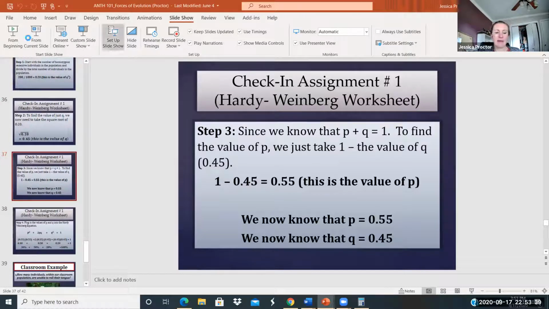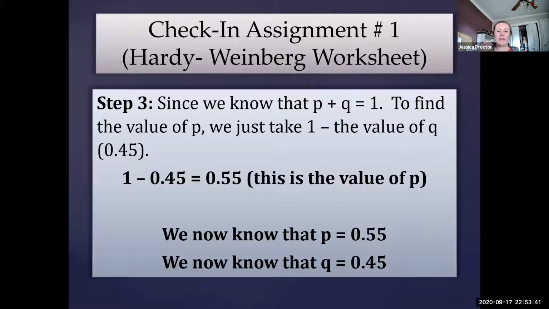Okay, so we got our value of Q. And then this is just a mathematical element that we know: since P plus Q equals 1, to find the value of P, all we need to do is invert it. So we just take 1 minus the value of Q, which is 0.45, and that's going to give us the value of P. So 1 minus 0.45 is 0.55. So now we essentially know P equals 0.55, and we know that Q equals 0.45.